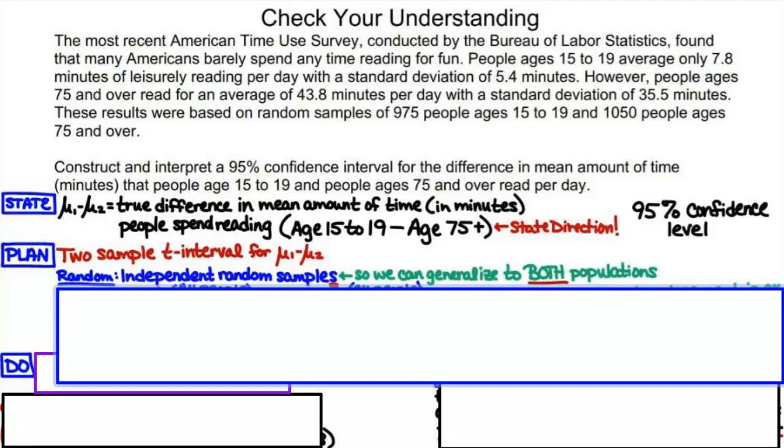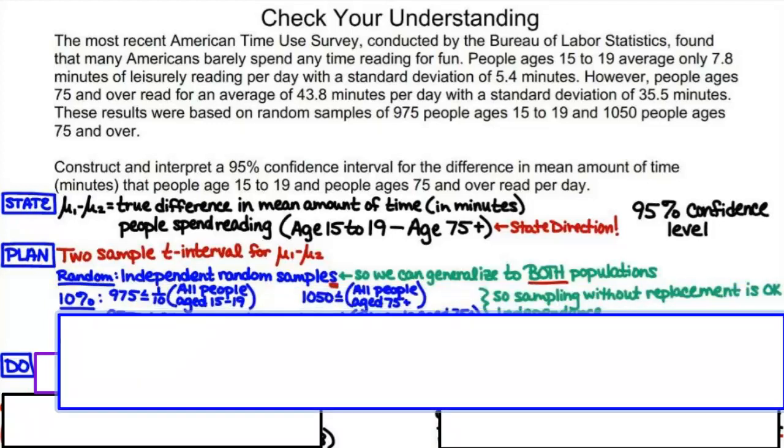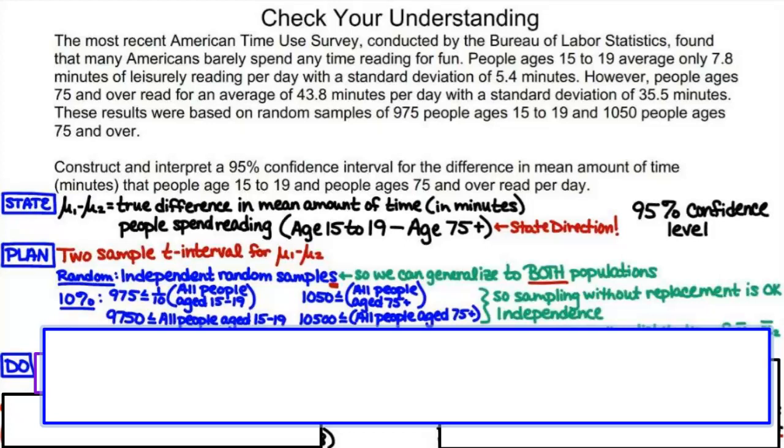Do we get 10%? Yes, there is at least 9,750 15 to 19-year-olds and at least 10,050 75 plus. Yeah, I would probably say in America there. If you just had all people, I think in the context of this problem that would be okay, but I would probably say in the US or American. This is so sampling without replacement is okay.